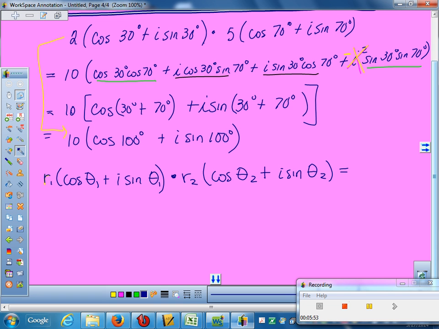What we just discovered was the rule here. Equals all times. What do you do to the R's? You multiply the R's: R1 times R2. Then the angles add together: cosine of angle 1 plus angle 2.